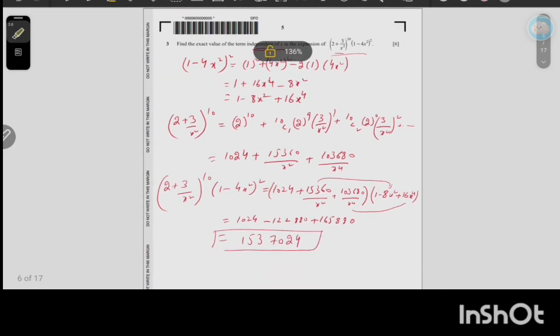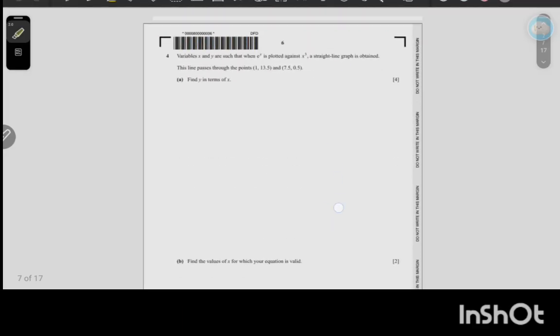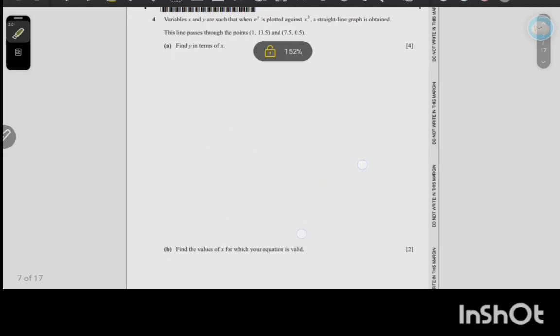Again, understand by this question, here we have to apply the binomial and get those terms where x will be 0, x power will be 0, because it is independent of x. Hopefully, dear friend, you understand this one. Now we will move forward to our next question.